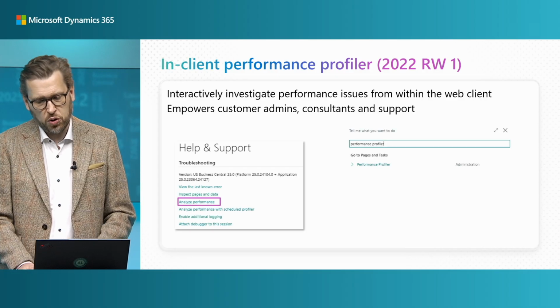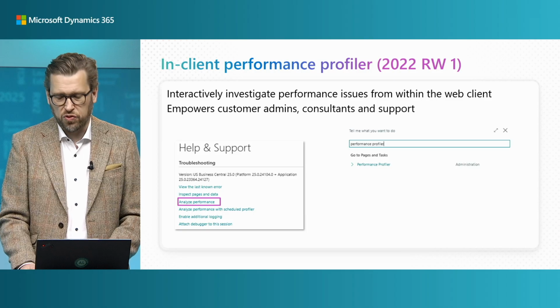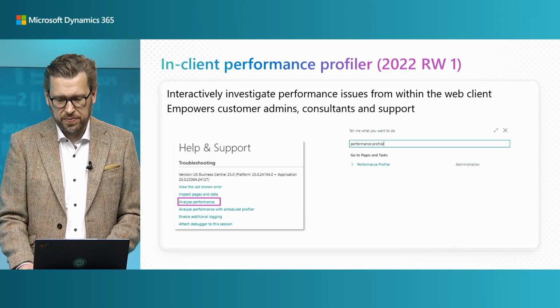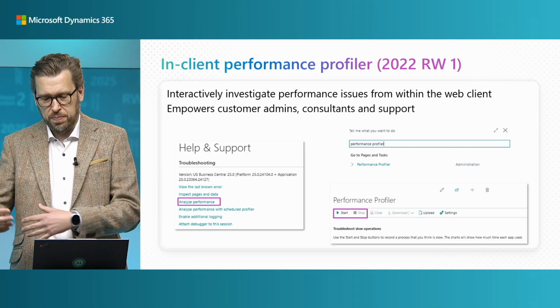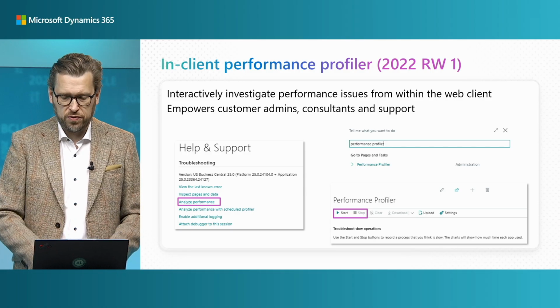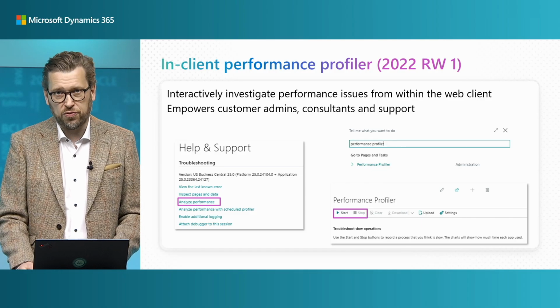As a recap, you can open the tool from Help and Support with the Analyze Performance, or you can search for Performance Profiler in Tell Me. This opens a page that allows you to start and stop a recording of a flow of user actions in the web client that you want to investigate any performance issues in.